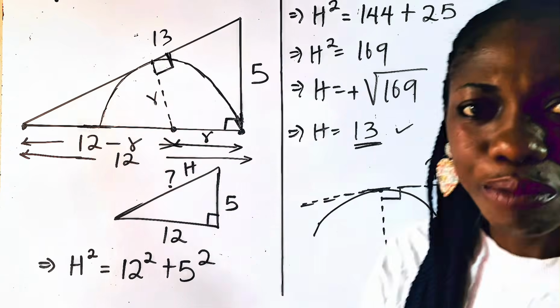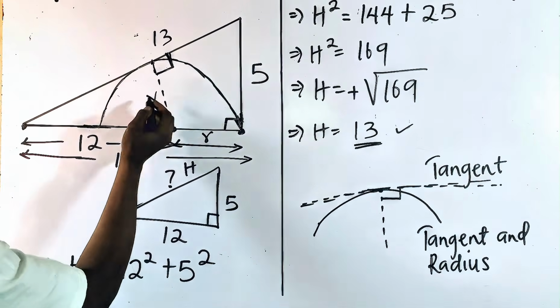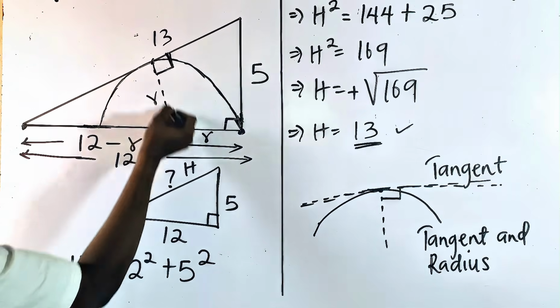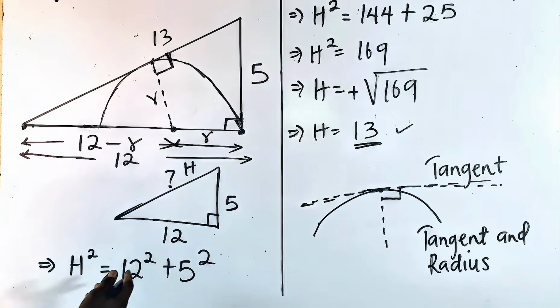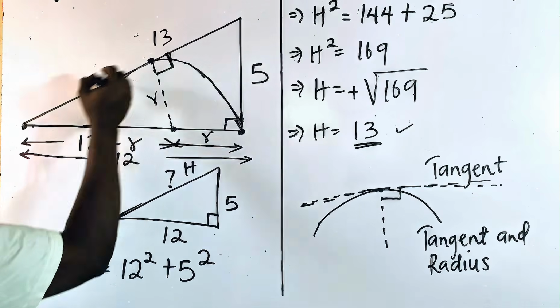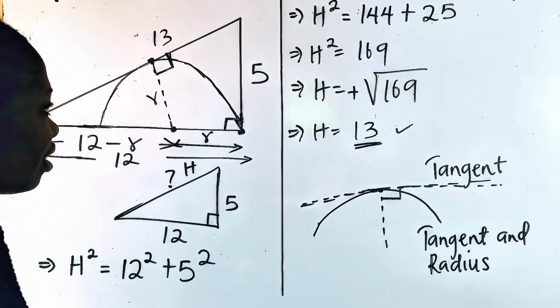Now, will this still be of use to us? Yes. Since this place is now the radius, and from here to here is 12 minus r, what do we need? We need to know from this point to this, so that it can enable us to find the radius and then find the area.